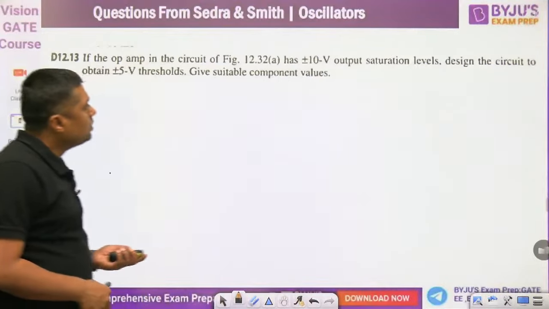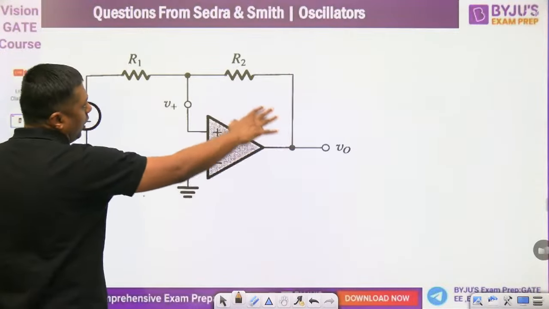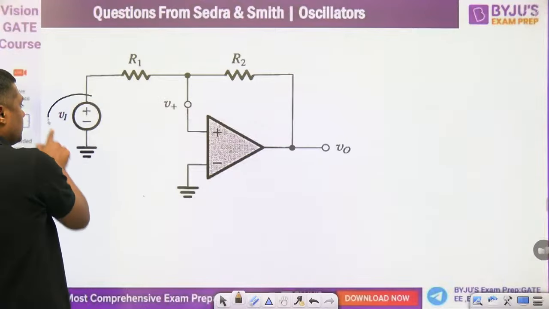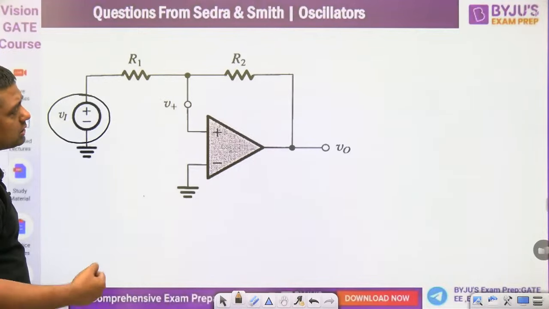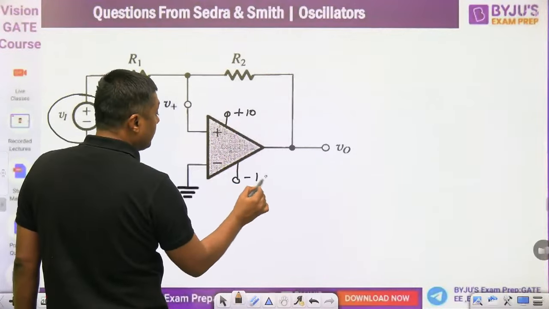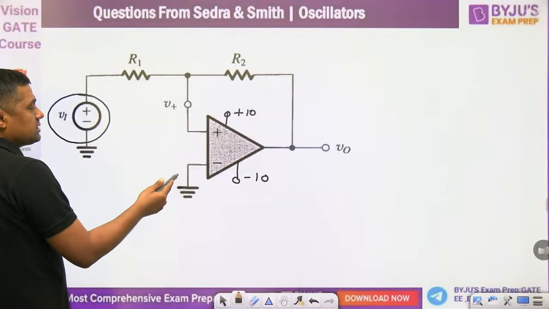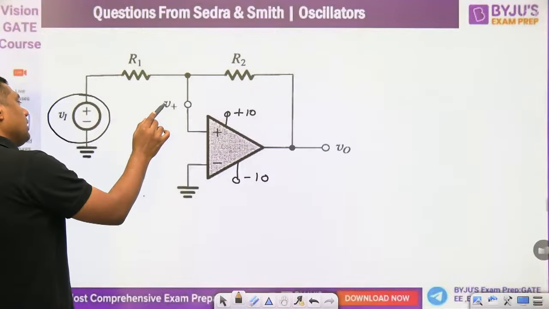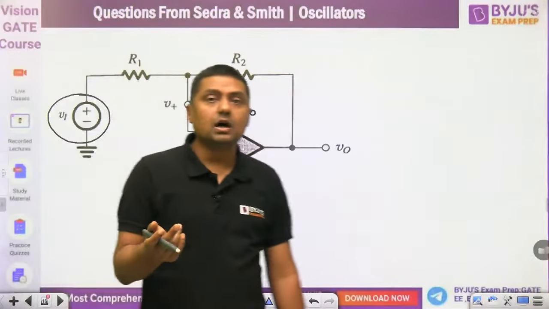So now this is the diagram. This time the input is not connected here, the input is connected to the non-inverting terminal. When the input is connected to the non-inverting terminal, then what are the threshold levels if the output level is plus minus 10? I have given you the standard answer for this. The inverting terminal is connected to zero. So simply you have to find the non-inverting terminal voltage in terms of VI and V0 and equate it to zero, and you will get the answer for this question.